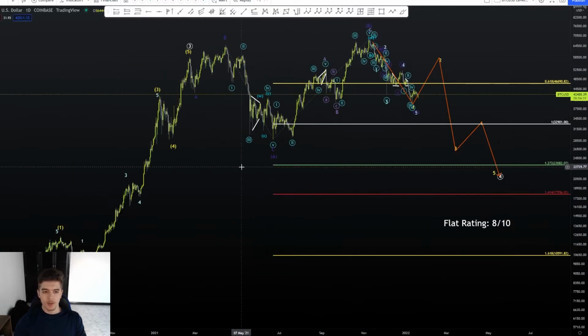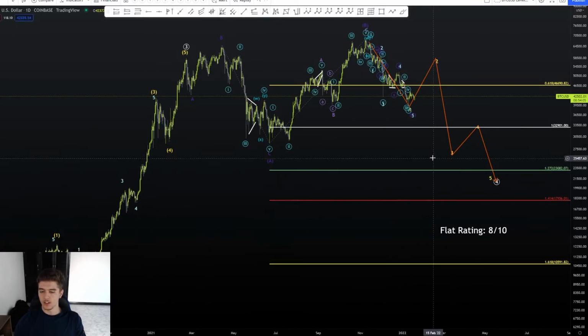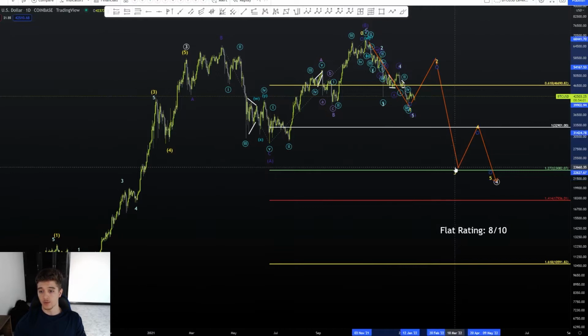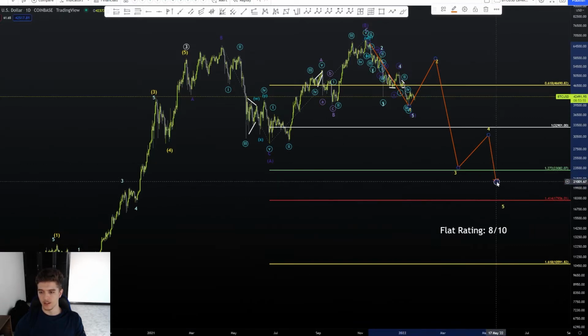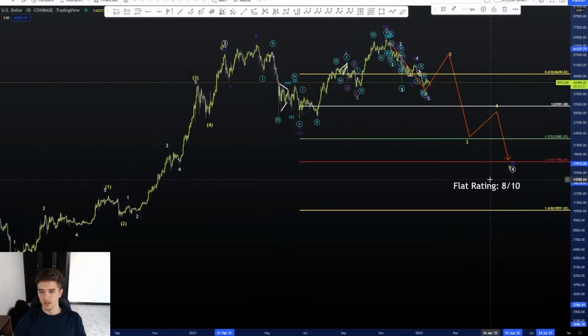Now, another target we could be looking out for if this is an expanded flat would be 1.272 around this order block right here. So these are both kind of positioned around these order blocks, this one and this one right here. So those are two targets to look out for if we get a running flat. So this could actually all be a wave 3 down here. This could all be a wave 4, and then wave 5 could end all the way down here. But that would be the most bearish scenario I'd be looking at.